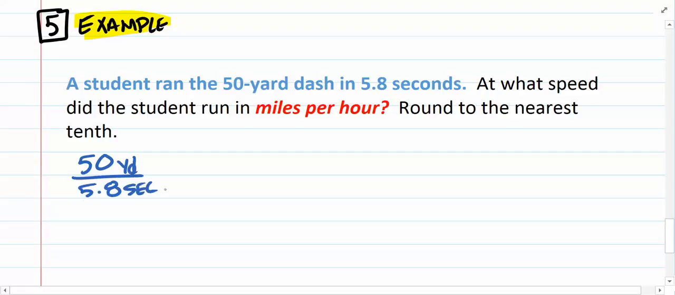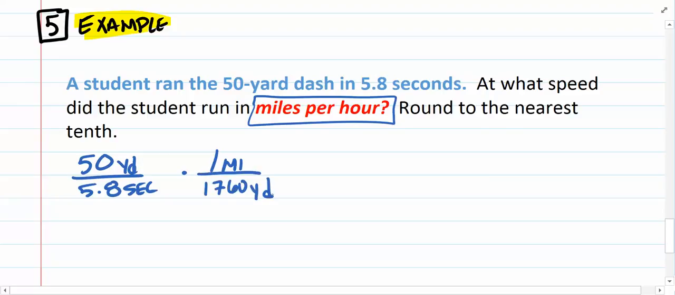All right, and we are looking for miles per hour, so we need to keep multiplying by a conversion factor until the desired unit is achieved, and that desired unit is miles on top and hours on the bottom. So miles will be in the numerator, hours will be in the denominator. Well, here's what we do know. I know that 1 mile is worth 1,760 yards. You can Google it to see if you want to figure it out. So look what this does for me, right? This cancels out yards for yards. So now I have miles and seconds.